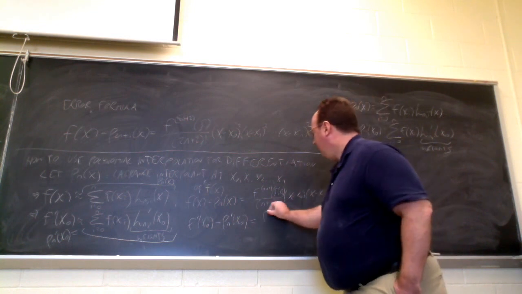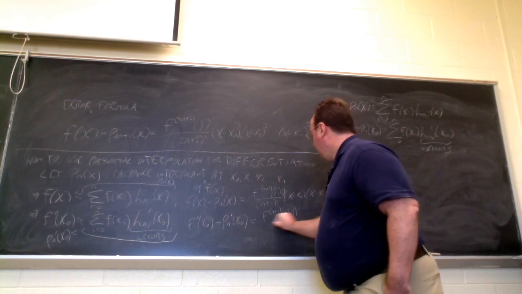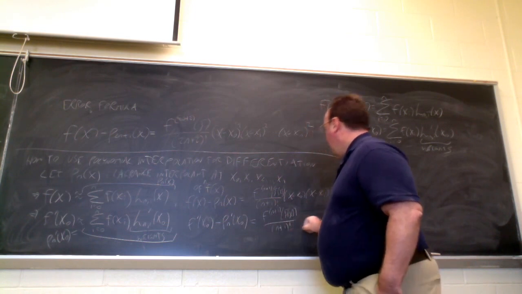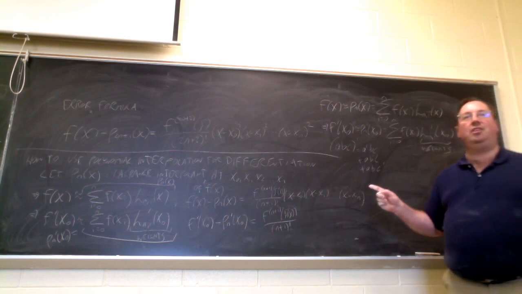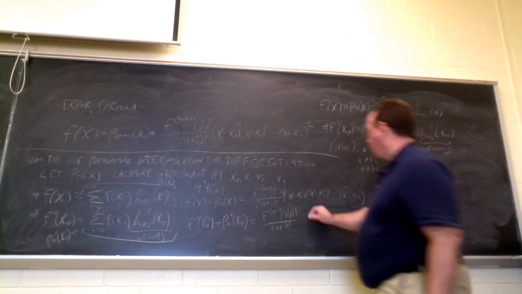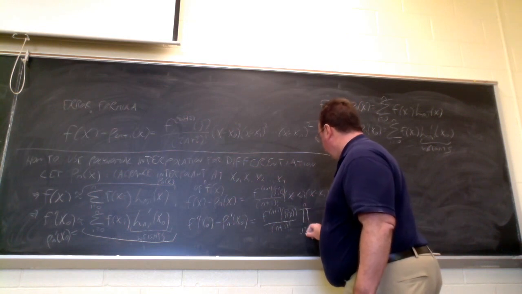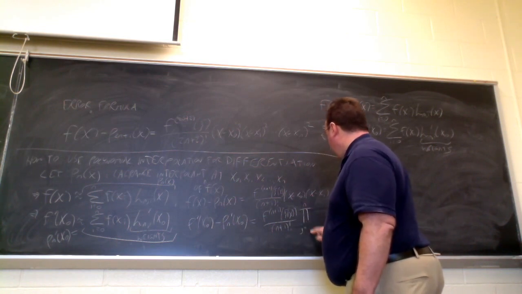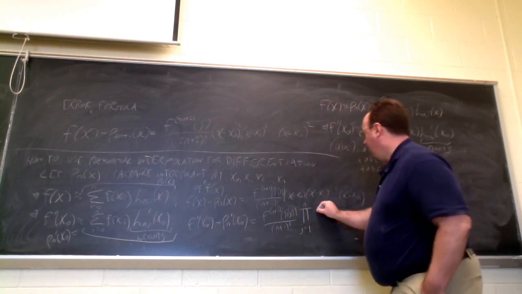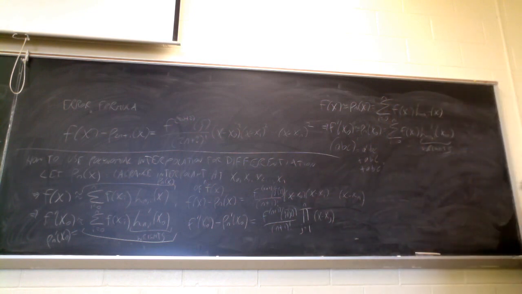So what we have is this undifferentiated, and then you have all of these factors except x minus x naught, whose derivative is 1. So it's a product, j equals 1 to n. So I'm skipping 0. Okay. All right.